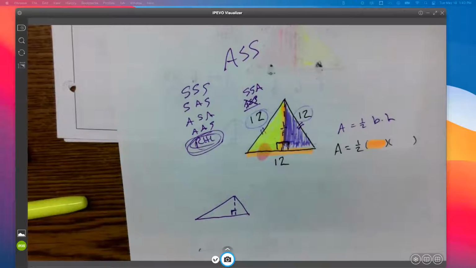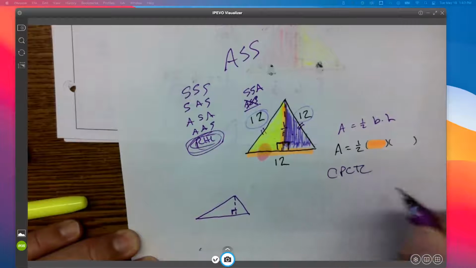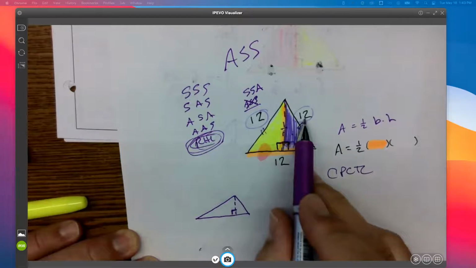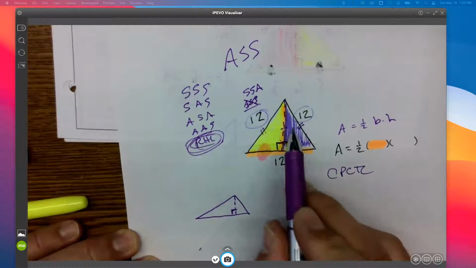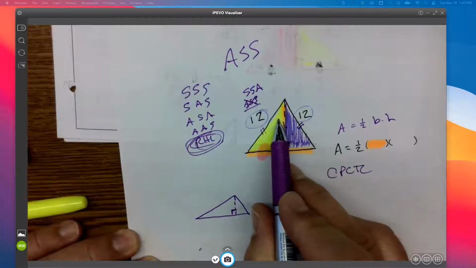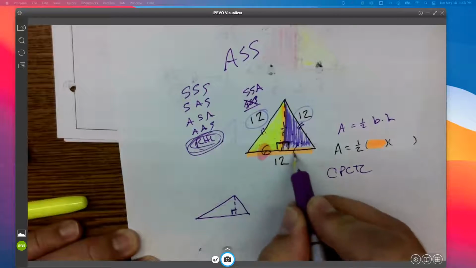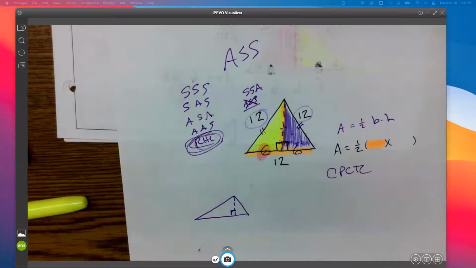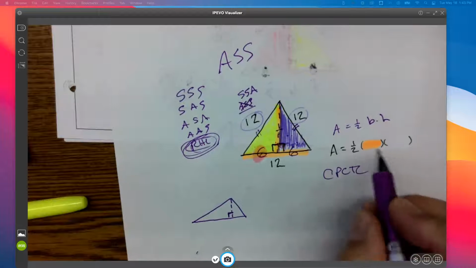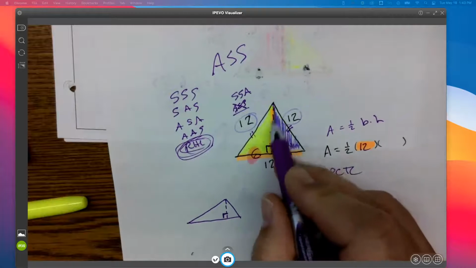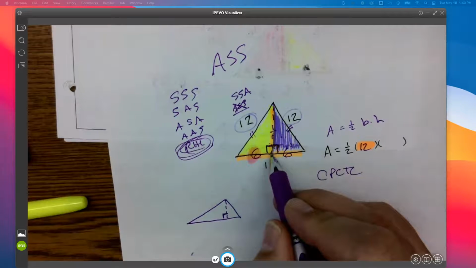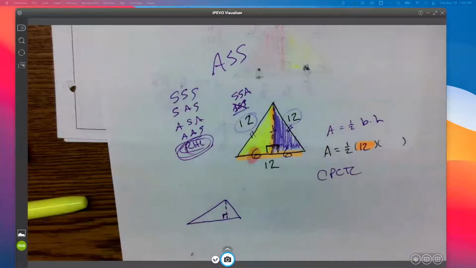Excellent. CPCTC says that means that any corresponding parts must be congruent. So now these two are 30-degree angles, these two are 60-degree angles, and if this was 12, these parts must be 6. Now, where were we going again? We were still trying to find this height. How am I going to find the height given what I now know?